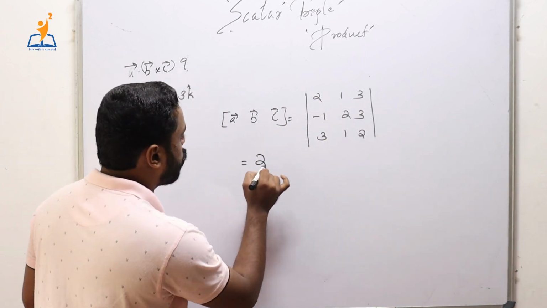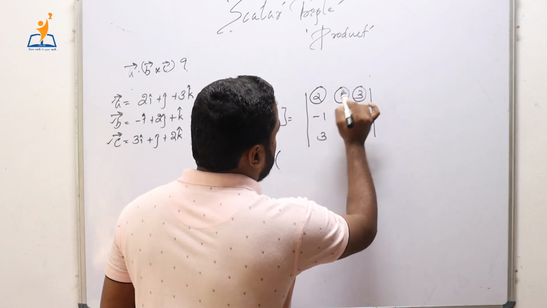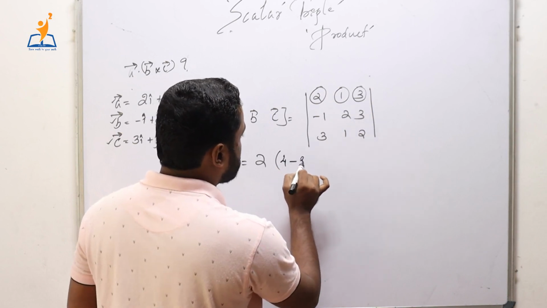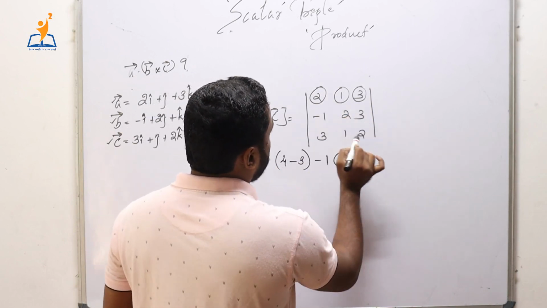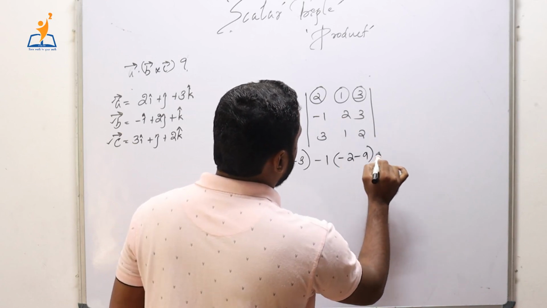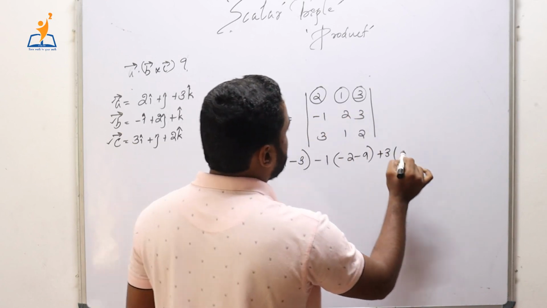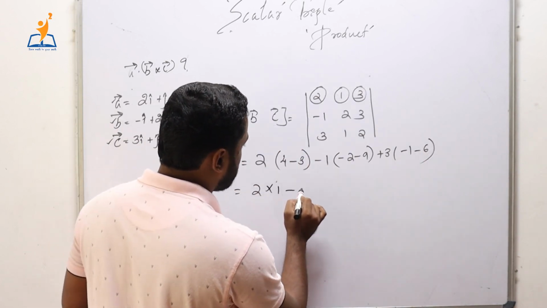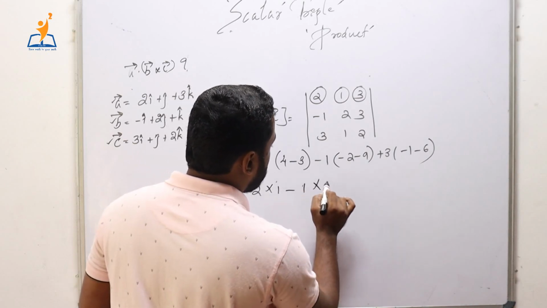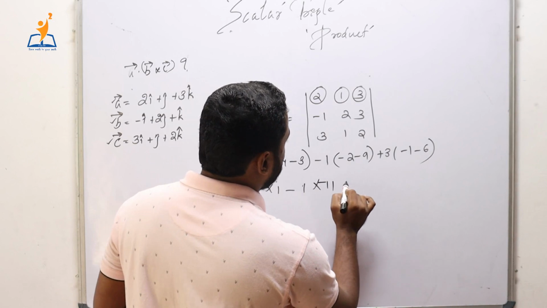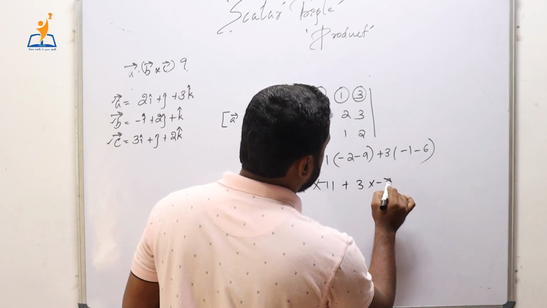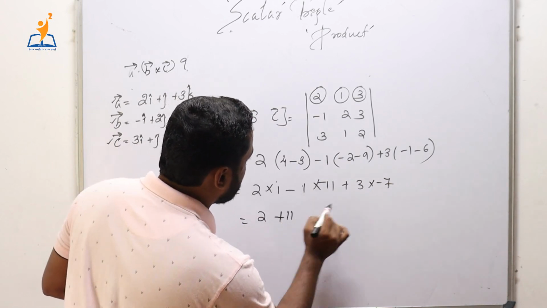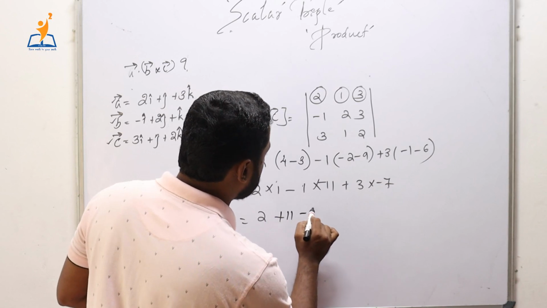So it is equal to 2 into (4 minus 3), minus 1 into (minus 2 minus 9), plus 3 into (minus 1 minus 6). It is equal to 2 into 4 minus 3, which is 1, minus 1 into minus 2 minus 9, which is minus 11, plus 3 into minus 1 minus 6, which is minus 7. Right. It is equal to 2 plus 11, minus 3 into 7, which is minus 21.